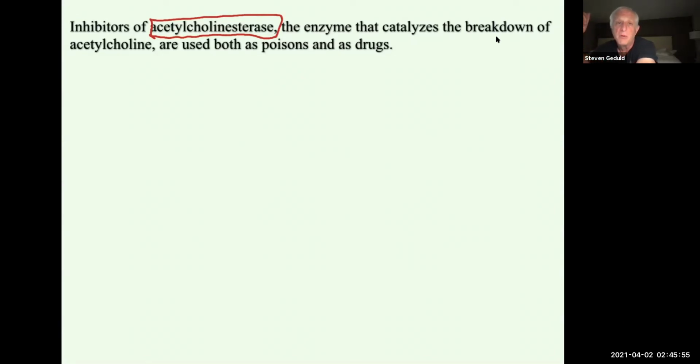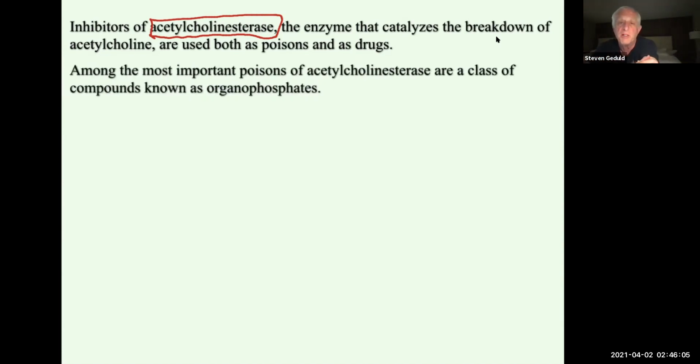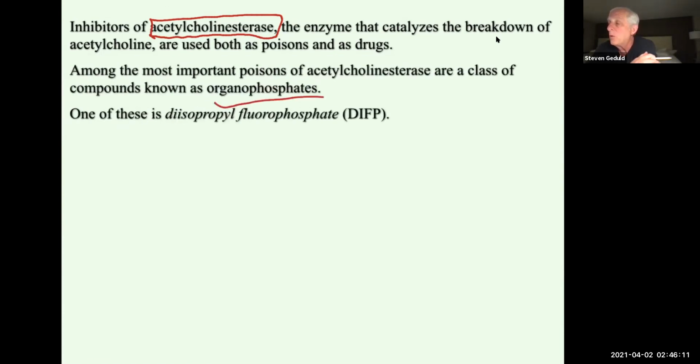So if you inhibit the acetylcholinesterase, it's a poison to the body because it causes it to hurt. Or you can use a drug because the person will contract but can't contract anymore. So among the most important poisons of acetylcholinesterase are a class of compounds known as organophosphates. One of these is DIFP, diisopropyl fluorophosphate.